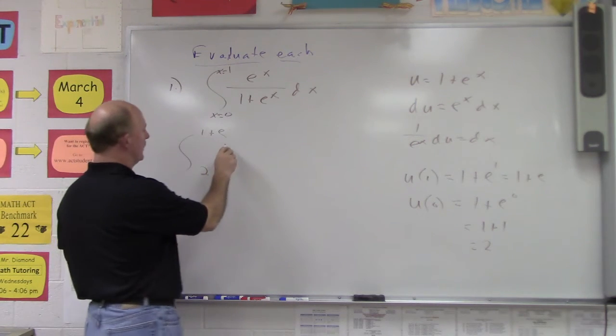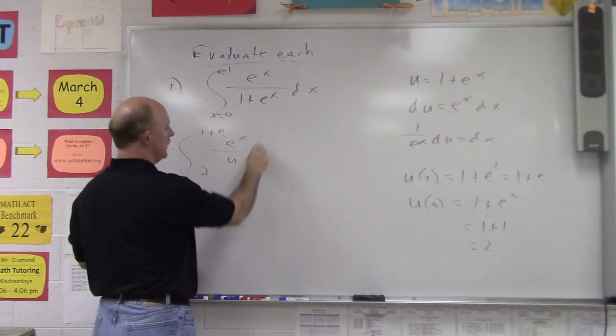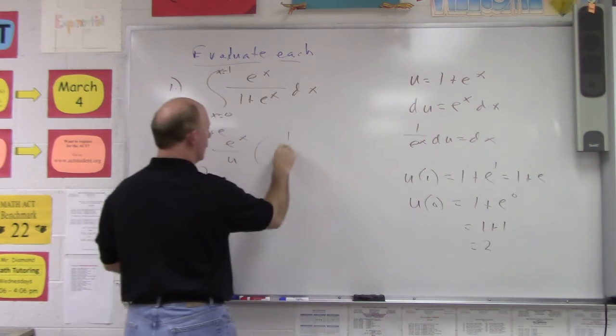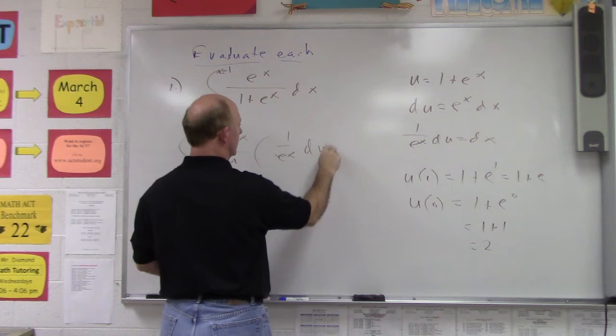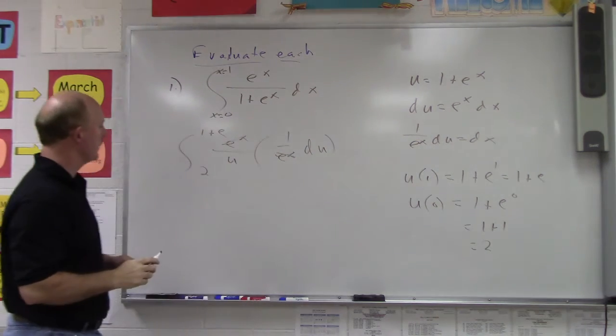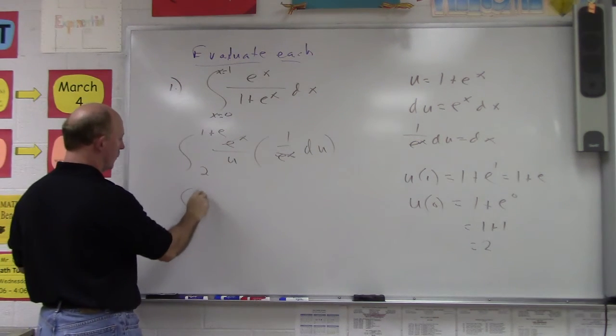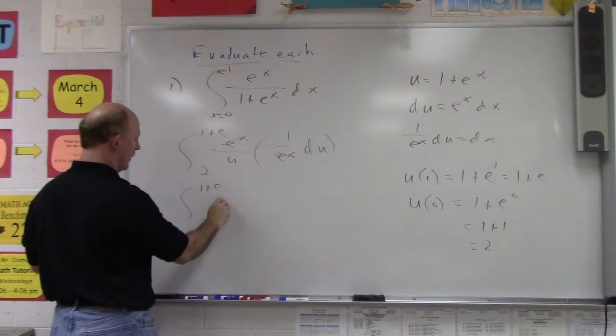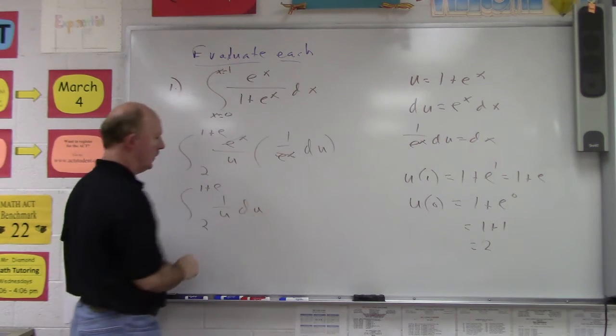Okay, then we set this up. It will be e to the x over u times, let's substitute over here, 1 over e to the x du. And the e to the x's cancel out. And we end up with the integral from 2 to 1 plus e of 1 over u du. Now, we've got to be careful here.